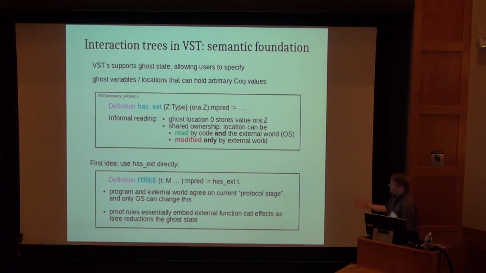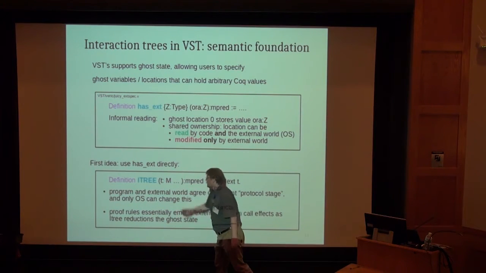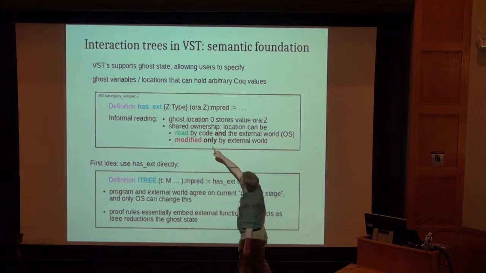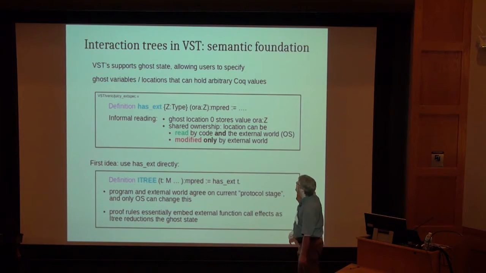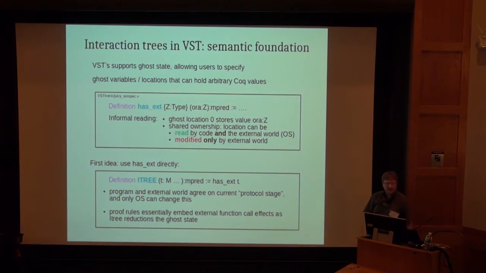So a quite natural idea then is simply to define this I-tree predicate of T as a has_ext of T, so specialize the type Z there to the I-tree type and oracle with T. And then we get essentially what I was just outlining, that the external world moves the protocol forward, and we embed the tree reductions in the external calls. So let's look at how that looks in more detail.